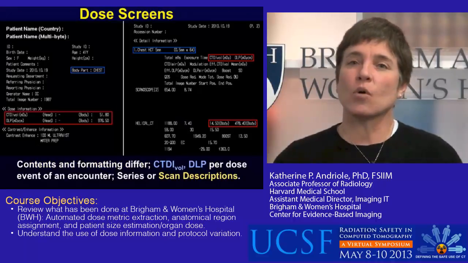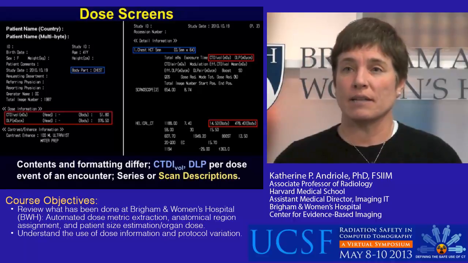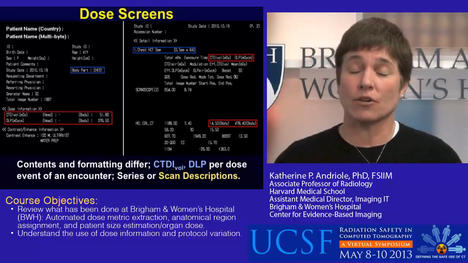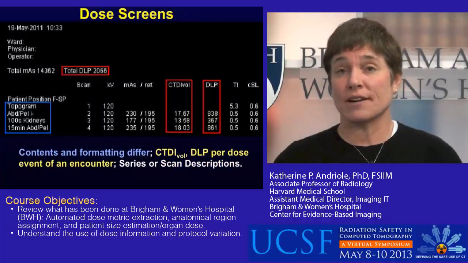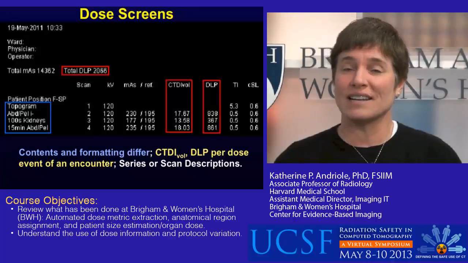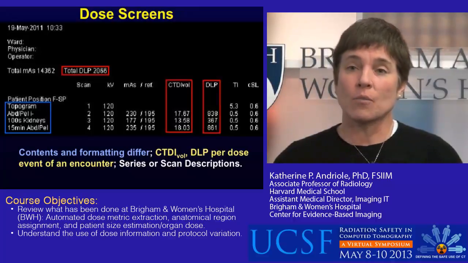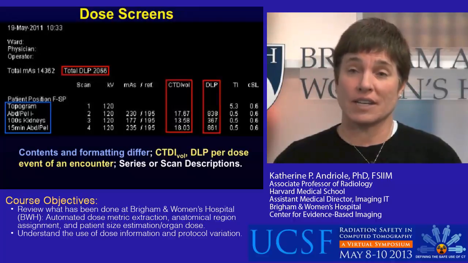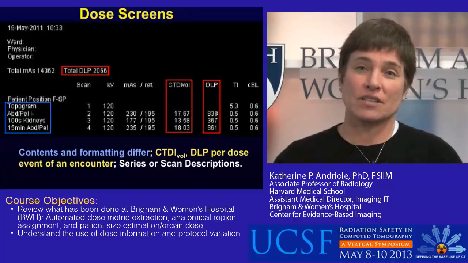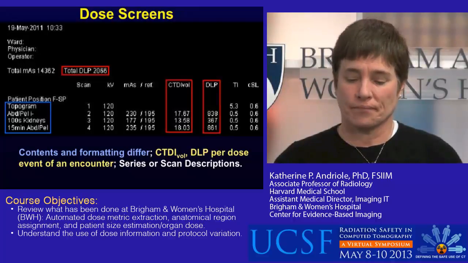This is an example of one of our dose screens where you can see CTDI vol and DLP in the red boxes here, and the optical character recognition will search for this and get us a value. Here's another example of another manufacturer, and you can see there is quite a variety, and the formatting differs here. We can also see that there's CTDI vol and DLP reported for each event of a dose encounter, and you can see some series description as well.